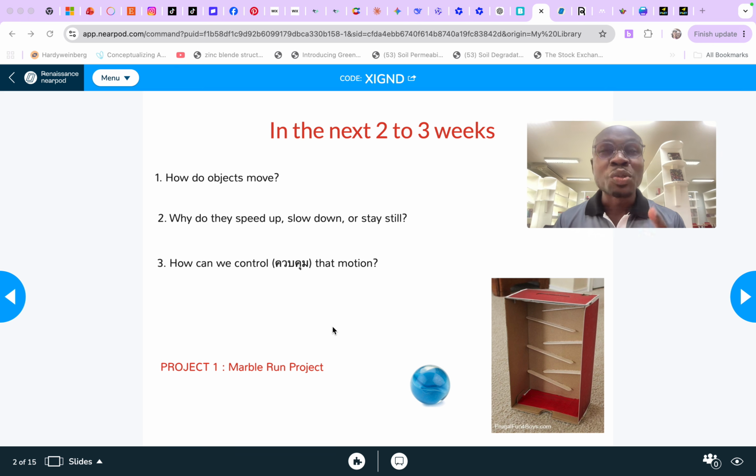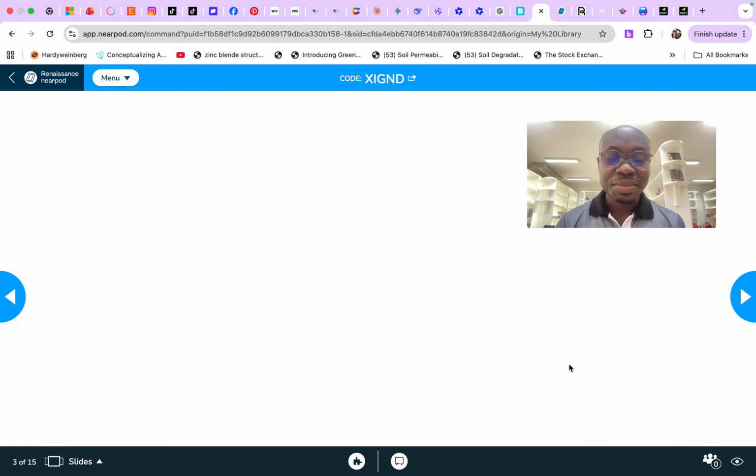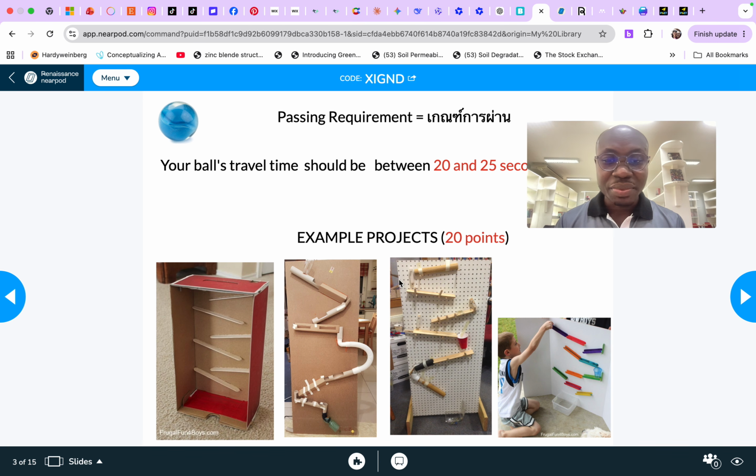We have about 2 or 3 projects. This is project 1, the Marble Run project. There will be 4 students in one team, okay, and you are going to design a marble run like this. There are many examples, okay, different styles. It's going to be 20 points and there will be 4 students in one team.